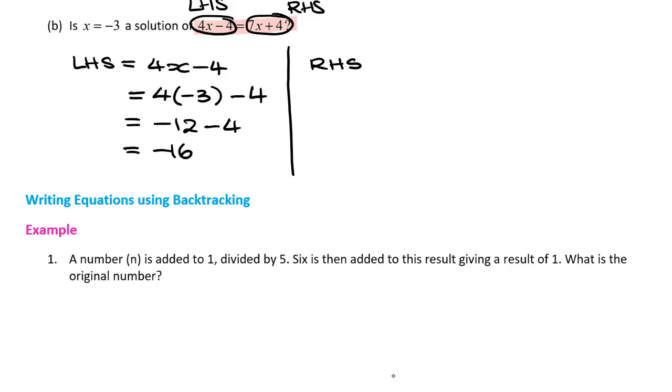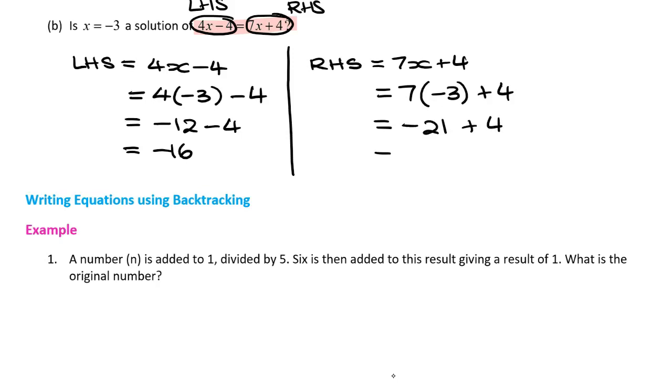Okay, we don't know whether this is a solution yet because separately, and I sometimes even tell students to put a line in between their left-hand side and right-hand side so they're not tempted to smush them together, we need to see what the right-hand side is equal to. So 7x plus 4. Now 7 times negative 3, because we've substituted, plus 4. That's going to be negative 21 plus 4, negative 17.